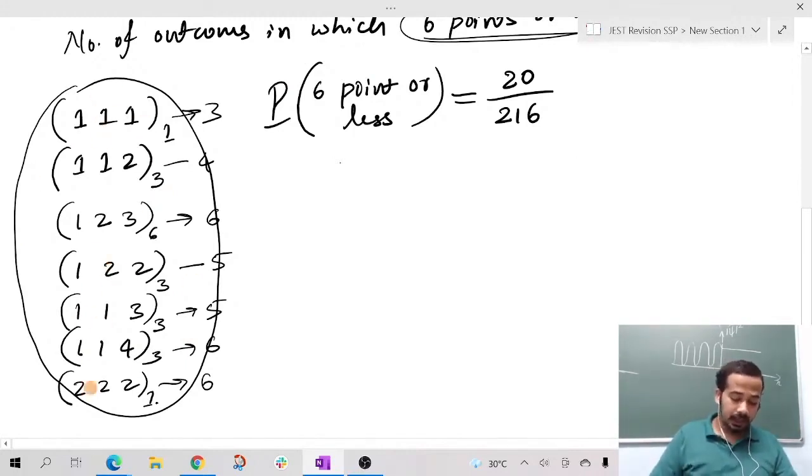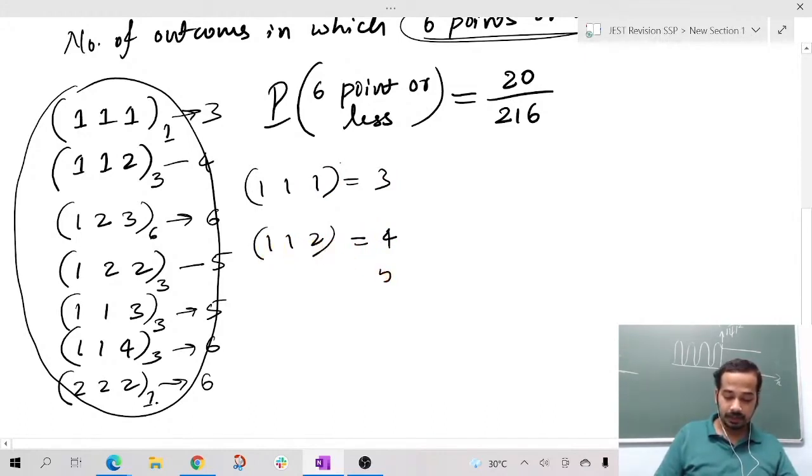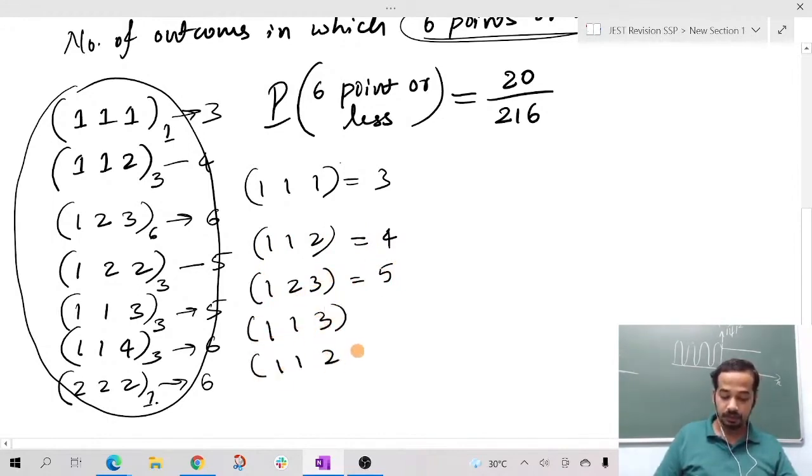Is there any better way to arrange this? It is better to start with this one, am I right? So the total for 111, okay? That's equal to 3, am I right? So the next higher number is 4, am I right? What is the possible way of getting 4 here? That's the best way to remember, am I right? 1 1 2, isn't it? So 5, 1 2 3. But 5 can happen in 1 1 3 also, isn't it? 5 can happen in 1 2 2 also.